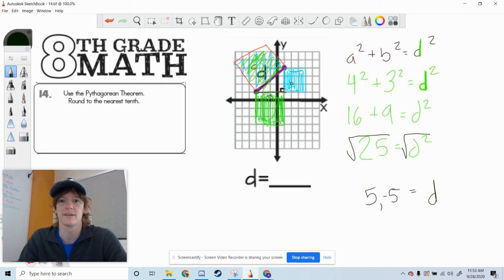But if we're looking to find out how long D is, it doesn't really make sense that it'd be negative because it's the length of a shape. Okay, so it's going to be 5, and we need to label 5 units. Okay, so our answer here would be 5.